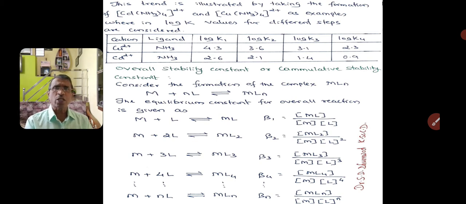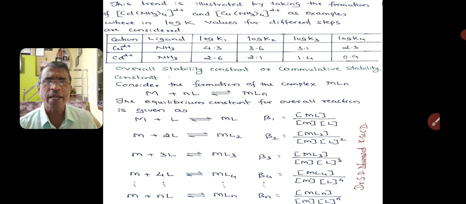The overall stability constants or cumulative stability constants are shown by the letter beta. These beta values are also stability constants. These are overall stability constants, whereas K1, K2 are stepwise stability constants. For the first reaction, it is known as beta 1. Beta 1 is equal to active mass of ML divided by active mass of M into active mass of L. For the second reaction, beta 2 is equal to active mass of ML2 divided by active mass of M into active mass of L raised to 2, because here 2L are there.